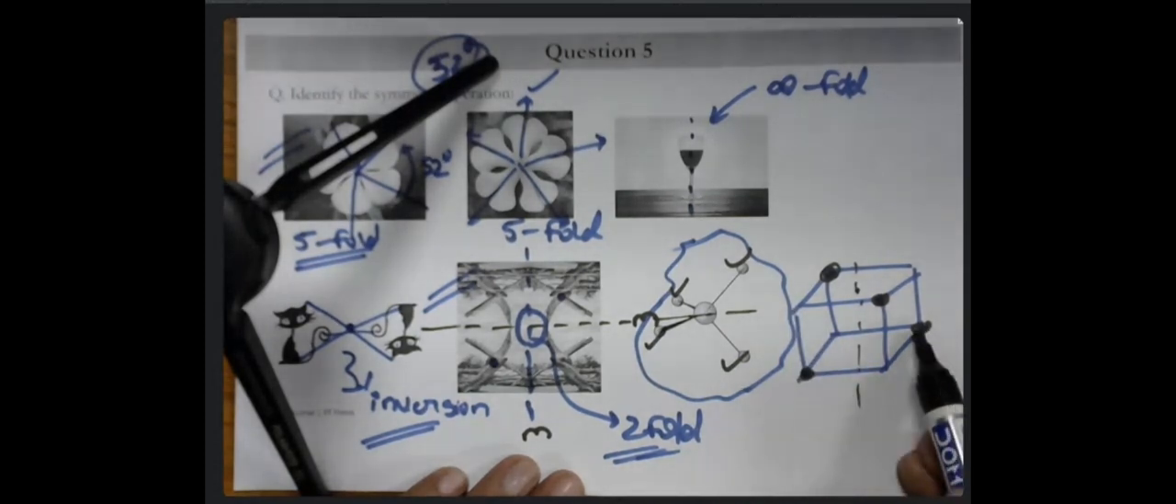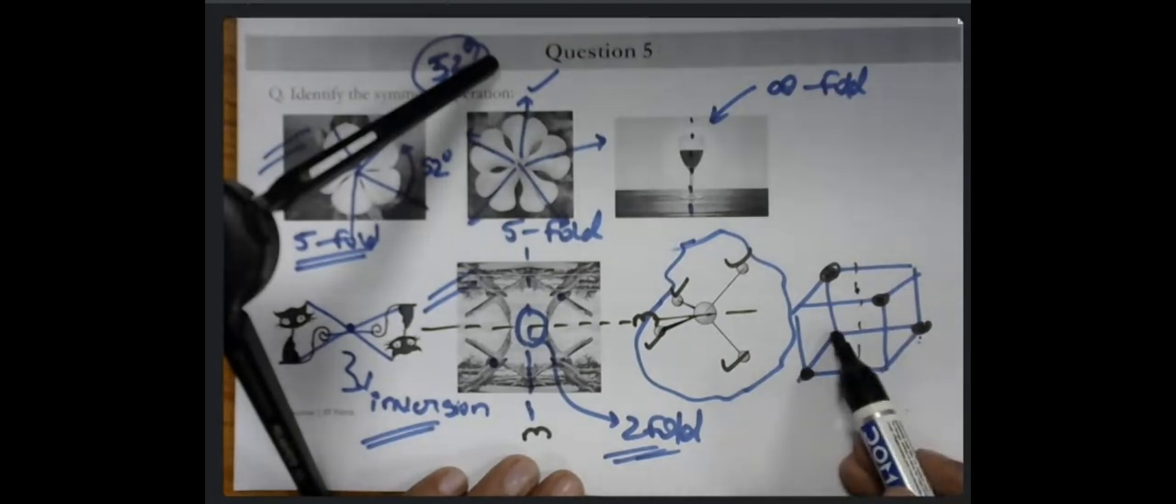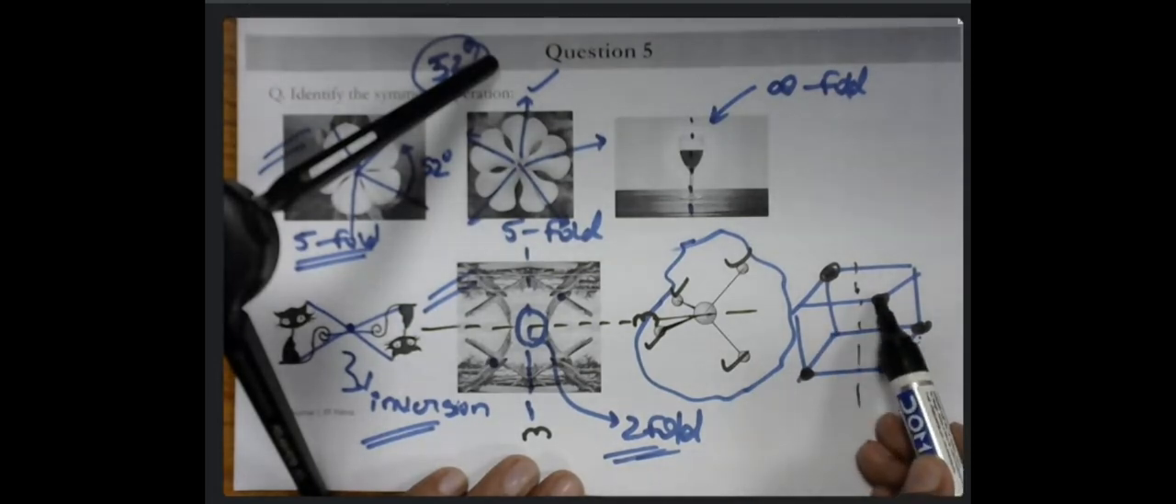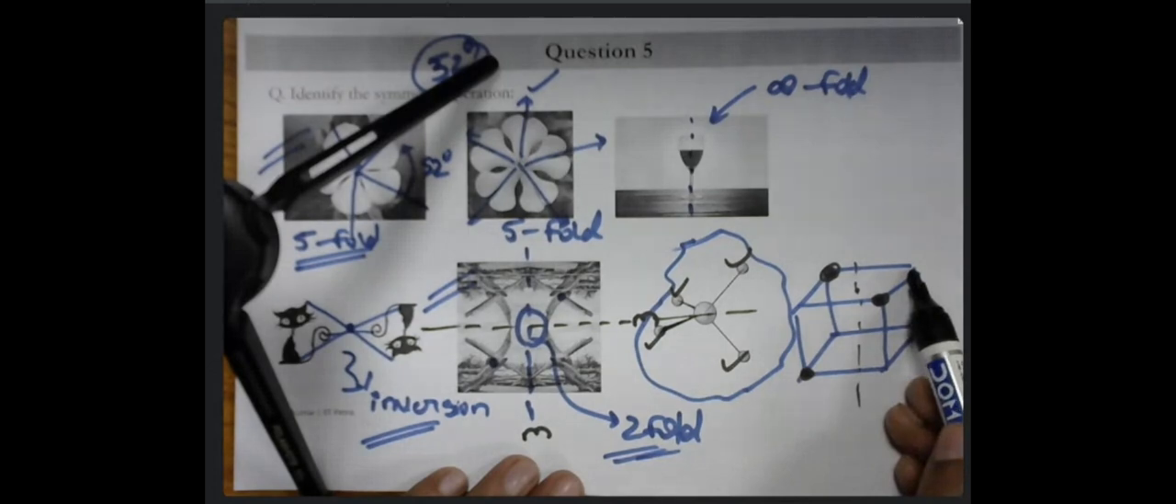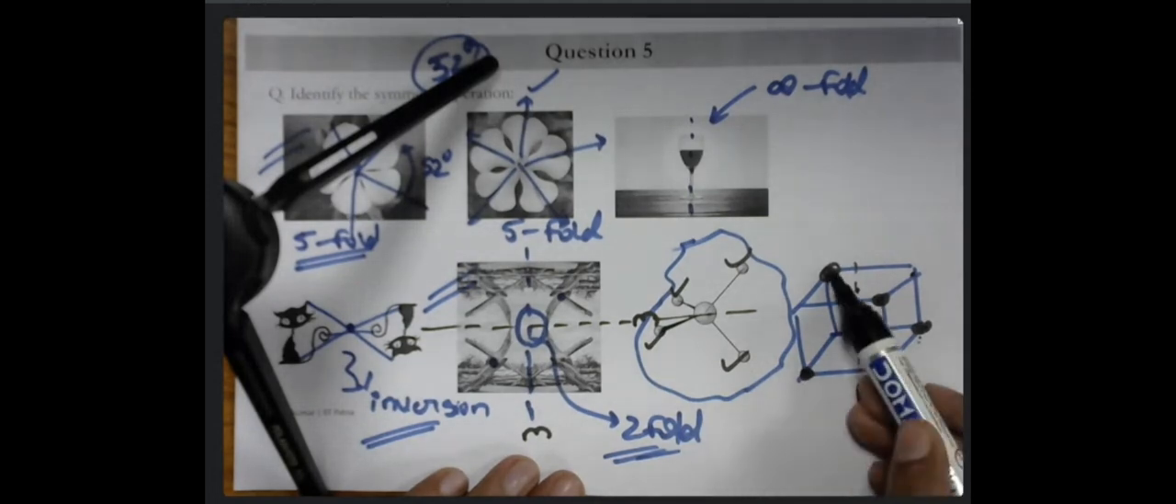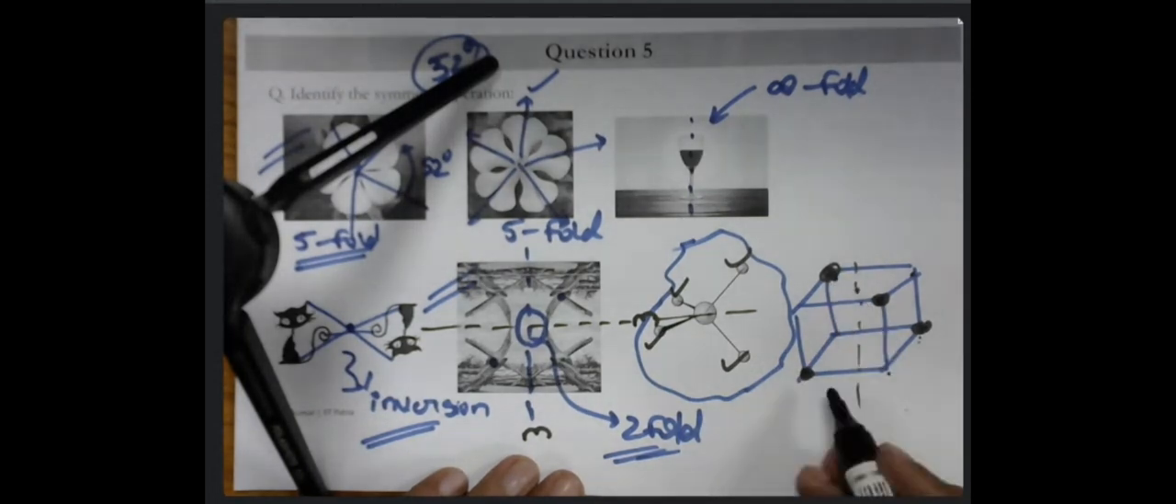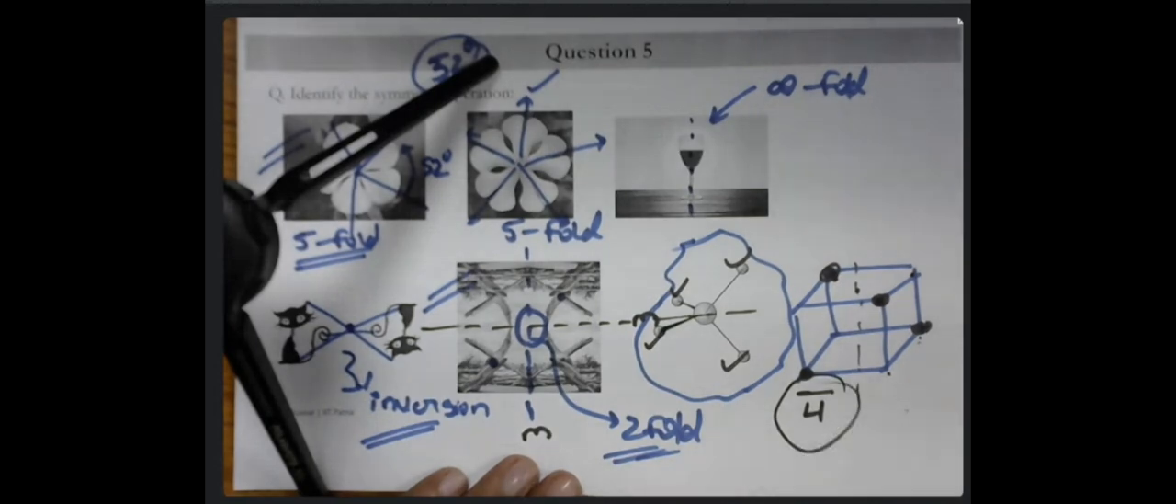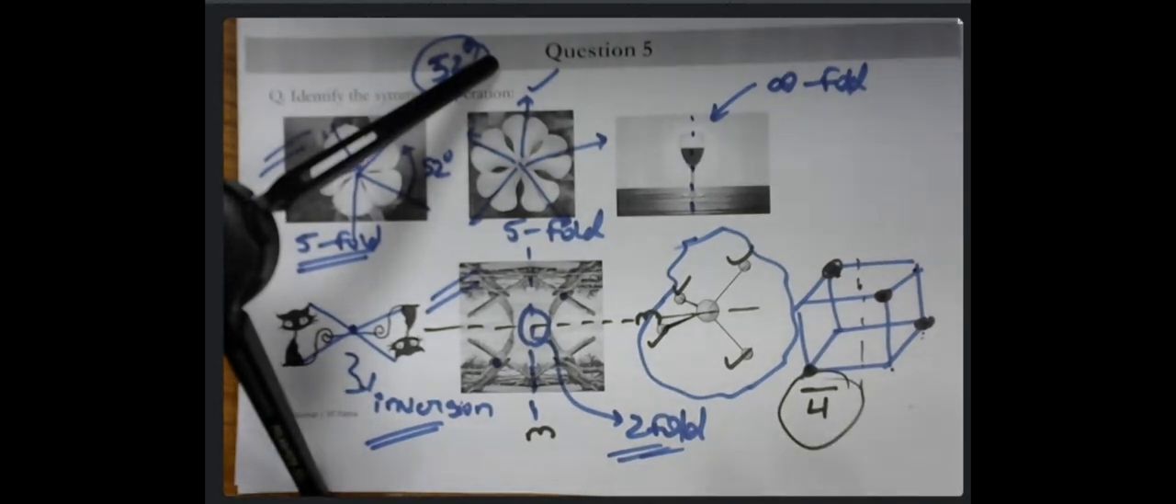Take this, rotate by 90 degrees, you will get over here. Invert it, you will get it over here. Rotate by 90 degrees, you will get it over here. Invert it. 90 degrees and inversion, initial point. So this has fourfold rotation followed by inversion. So this is 4 bar. And that's how we can solve question number 5.